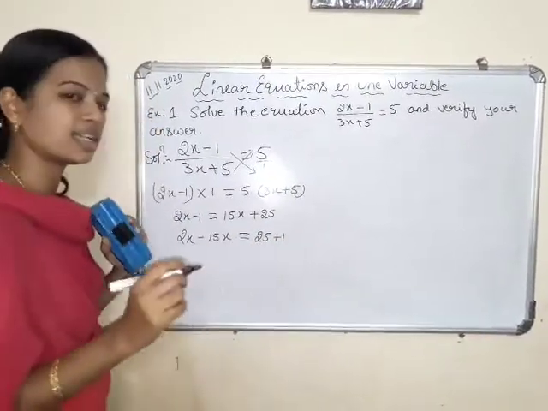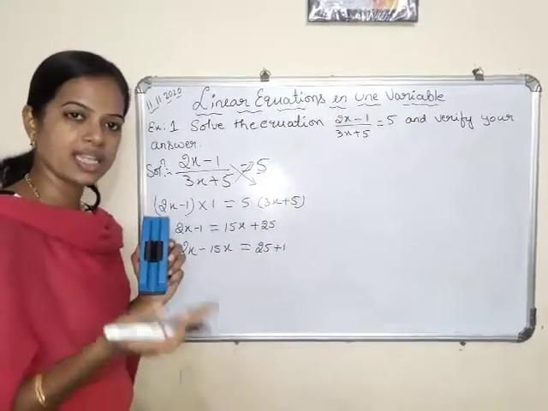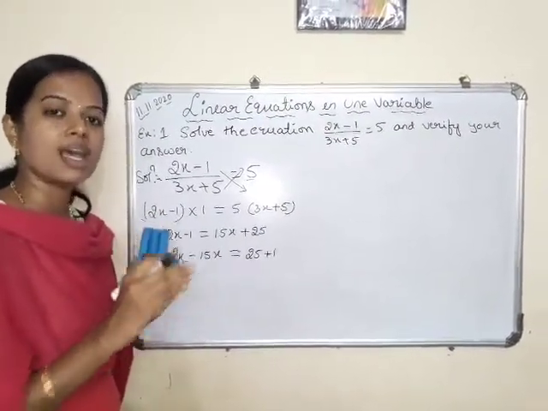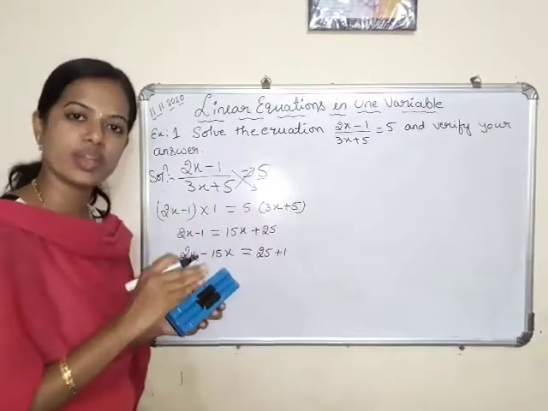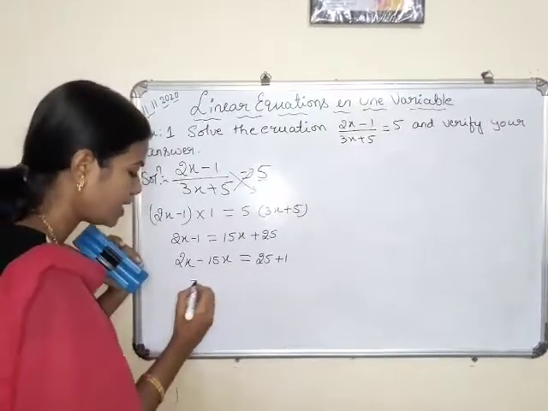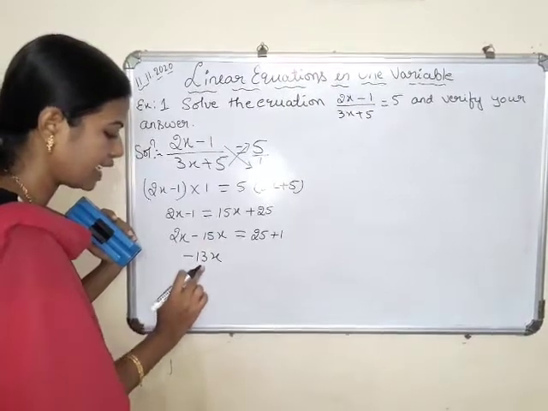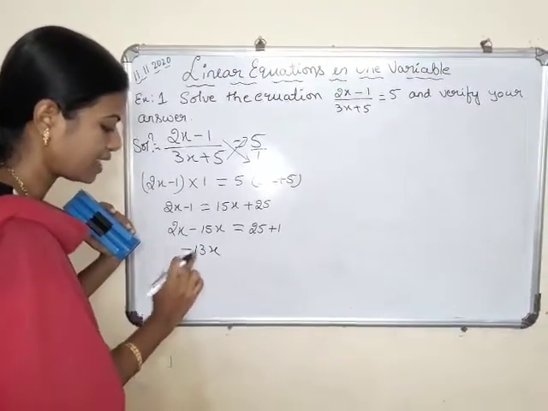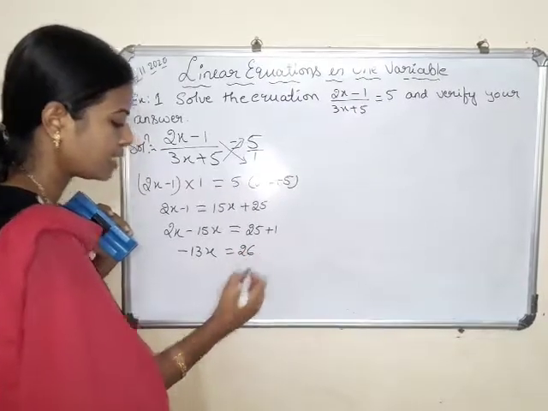In transposing the terms, you have to be careful. Plus is going to change as minus, minus is going to change as plus, multiplication is going to change as division, division is going to change as multiplication. Next, simplification. Minus 13x. 15 minus 2, you will get 13. The greater number sign is minus, so minus 13x is equals to 25 plus 1 is 26.